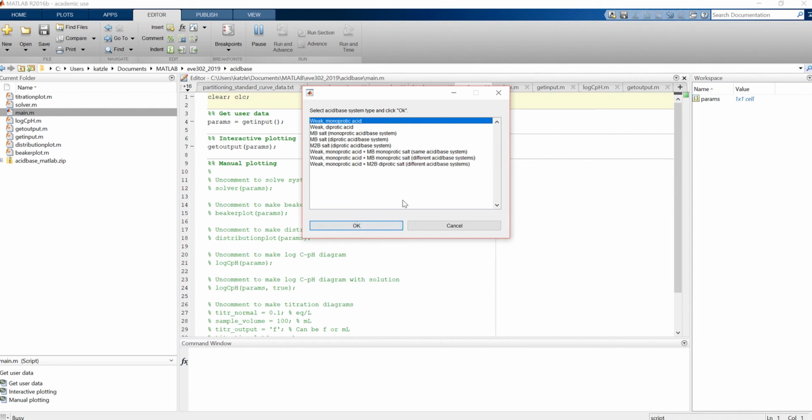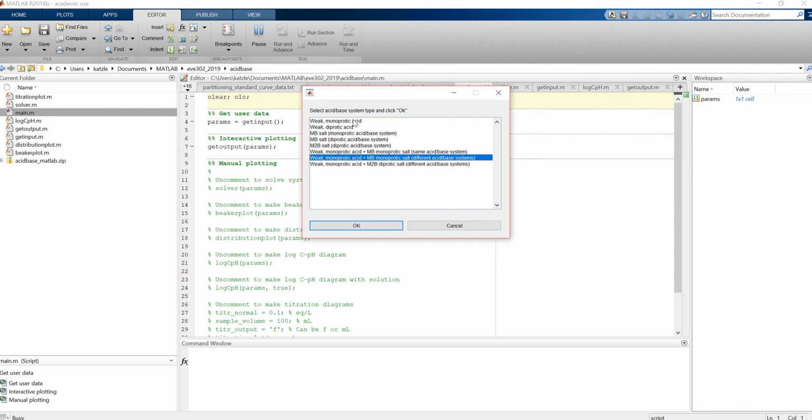So the first thing you notice is I can select the acid-base system I want to work with. I can choose a weak monoprotic acid, such as HA, a weak diprotic acid, such as H2A. I can choose the salt of a monoprotic system, such as NaA, the salt of a diprotic system, such as either NaHA or Na2A. I can even run an acid and base from the same system, or an acid and base from two different acid-base systems. And I can do that also for the diprotic system.